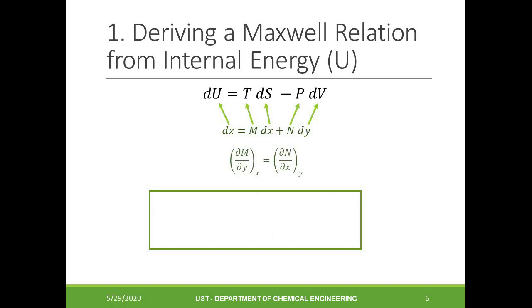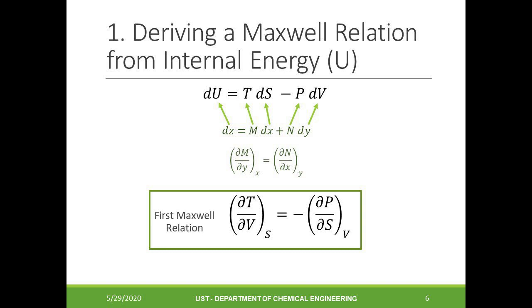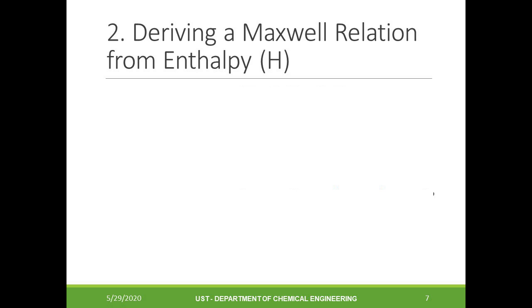So, the consequence of this is that we can write the partial derivative of temperature with respect to the variable volume, and this should be equal to the partial derivative of the negative of pressure with respect to the variable entropy. Now, if we look at the left-hand term, we have to keep entropy constant, and in the right term, we have to keep the volume constant. This is the first Maxwell thermodynamic relation, and we will derive the remaining three other Maxwell relations using this identical technique. Now let's look at enthalpy and derive another Maxwell relation.